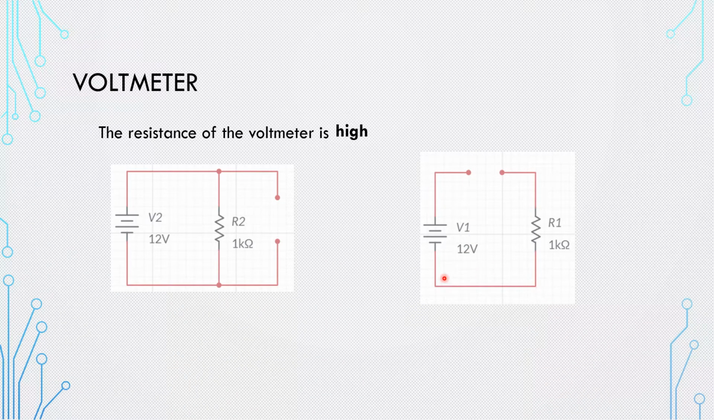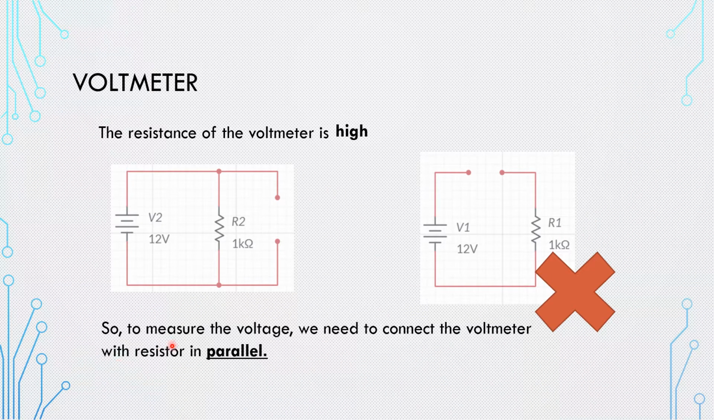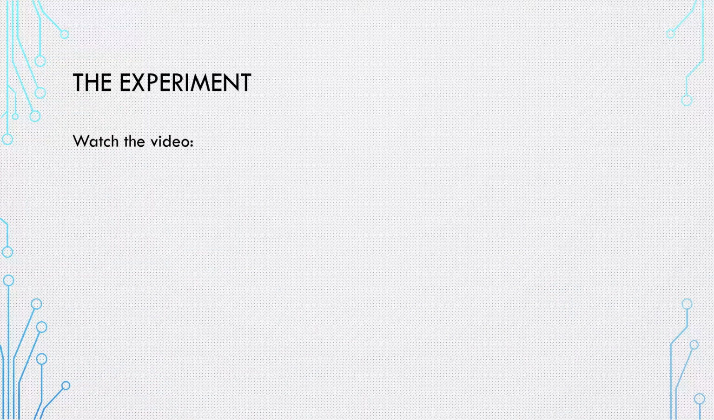Obviously you can see the right connection is this way, because the circuit is complete. I'm taking the measurement without interfering with the values of my circuit. While here, if you connect it this way, you're going to have an incomplete circuit. Your measurement is going to interfere with the circuit. So don't connect it in series. You have to connect it in parallel. So for measuring the voltage, we need to connect the voltmeter with the resistor in parallel, as we saw, or as we're going to see in the experiment.